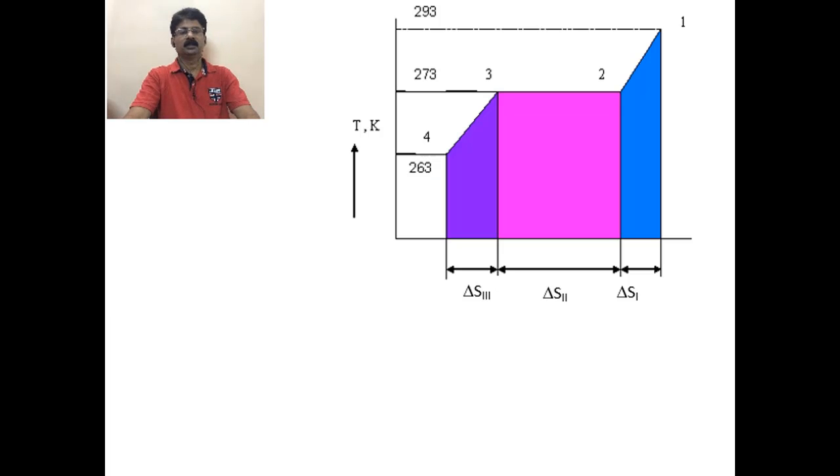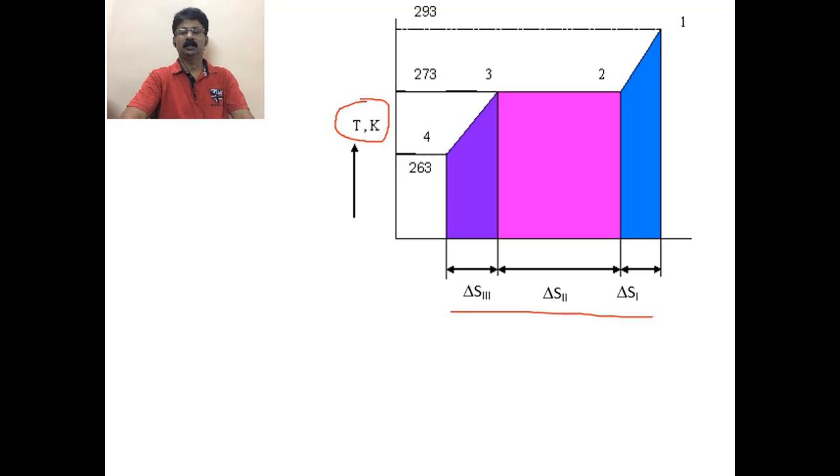Now the problem is better explained with the help of a TS diagram. So you can see here, this is the temperature axis and this is the entropy axis. Your entropy change takes place in 3 steps. Whenever there is a phase change involved, the entropy change may take place in 3 steps. So how, I will tell you.